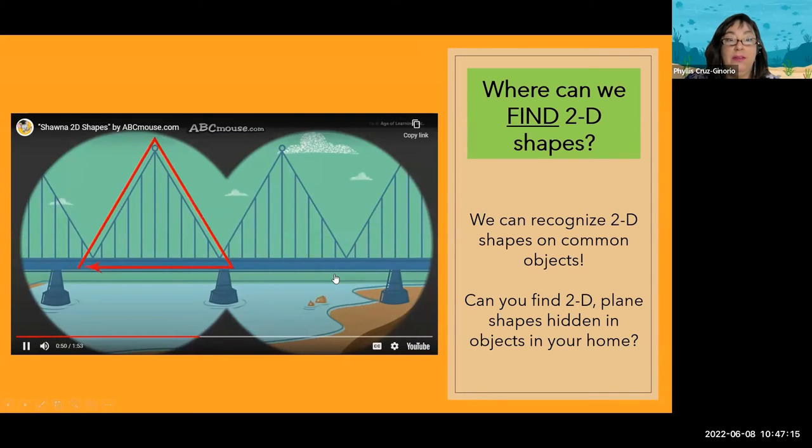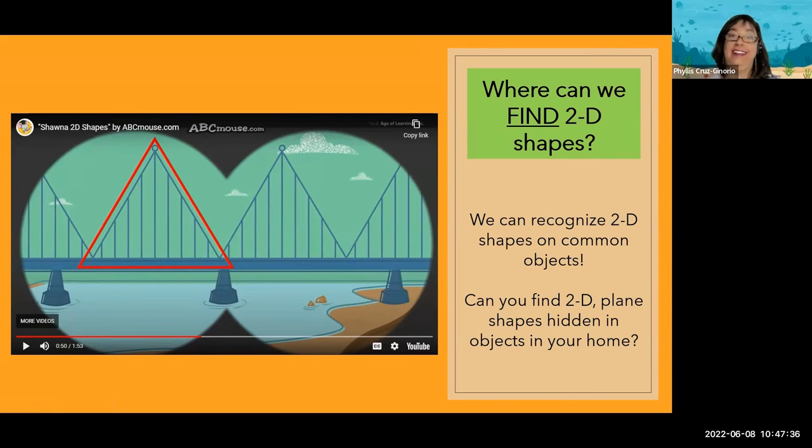Triangles. Ooh, look at all those triangles on that bridge. Oh, I don't have a lot of triangles around me. I have to try to find a triangle. I found one. I found one. I see it right here.